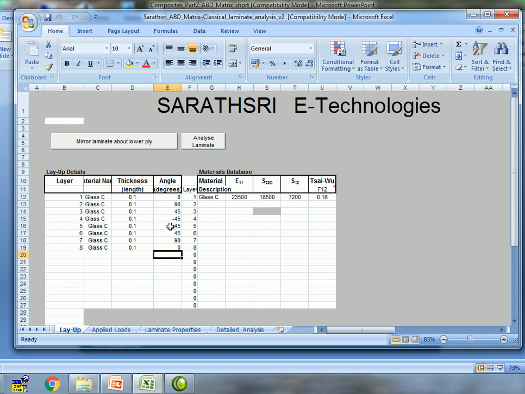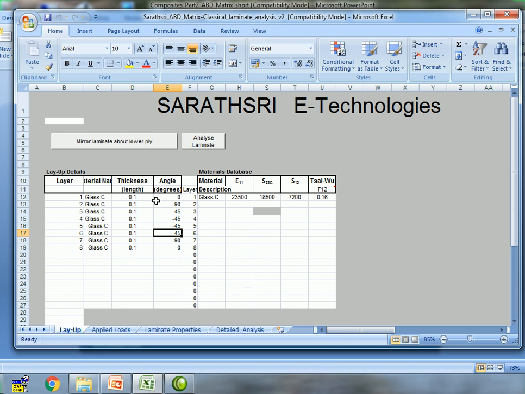This 8-ply laminate is also balanced, because for 0 degrees there is 90 degrees, for 90 degrees there is 0 degrees on the opposite side, for plus 45 there is a minus 45, and for minus 45 a plus 45. So this is also balanced. So this is a symmetric and balanced laminate.